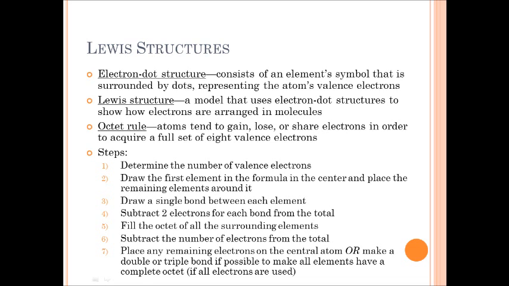Electron dot structures show you the arrangement of the valence electrons for an atom. So, if we were doing nitrogen, nitrogen has 5 valence electrons. We would do 5 dots around nitrogen, and this would be the electron dot structure. But it doesn't really tell you a whole lot except about nitrogen.